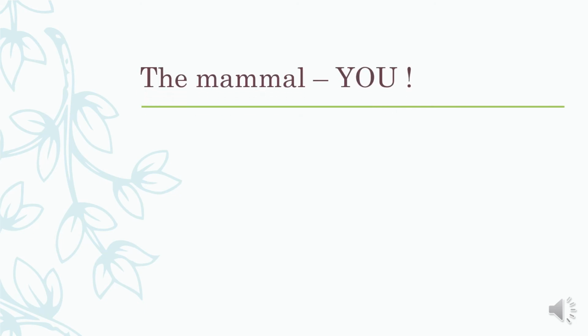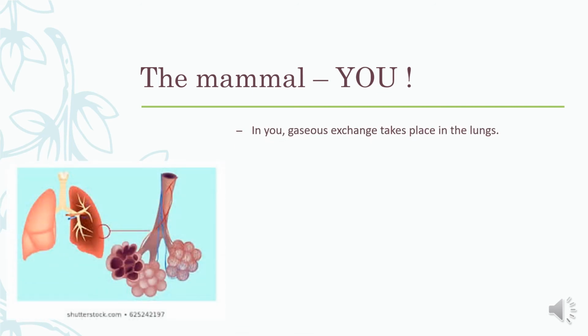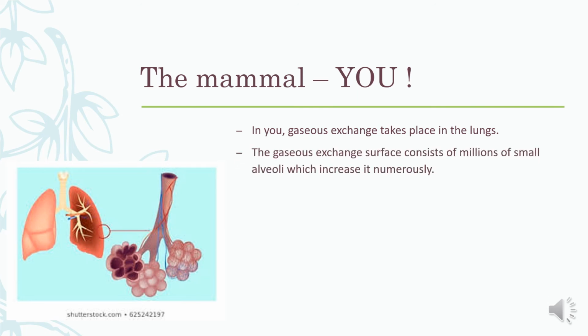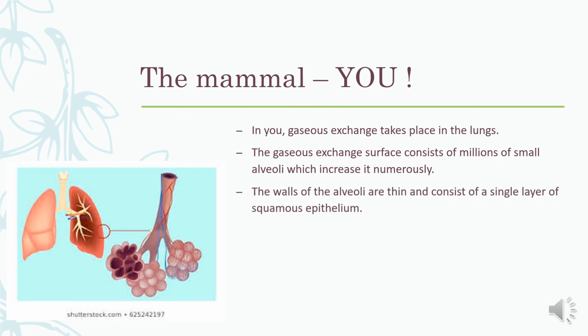Okay, now let's look at you, a mammal. Now, in you and me, gaseous exchange takes place in the lungs. Now, the gaseous exchange surface consists of millions of small little alveoli, which increase the surface area enormously. Now, alveoli look like tiny little broccoli. Now, the walls of the alveoli are thin and moist and have a single layer of squamous epithelium.